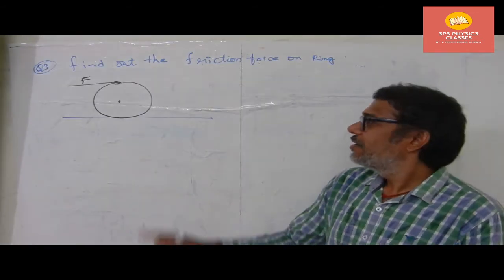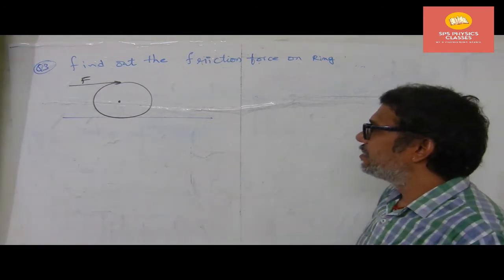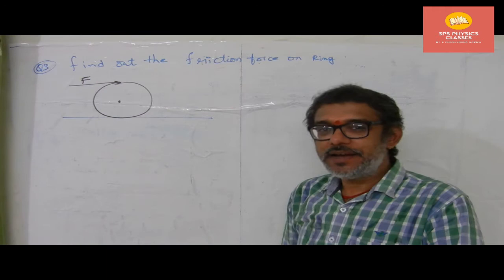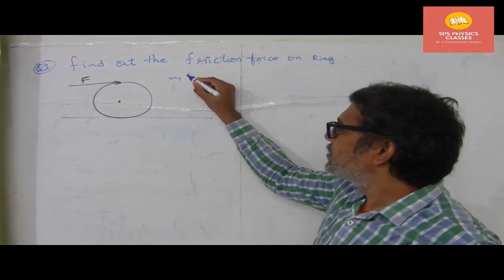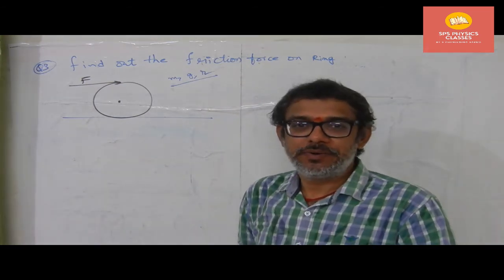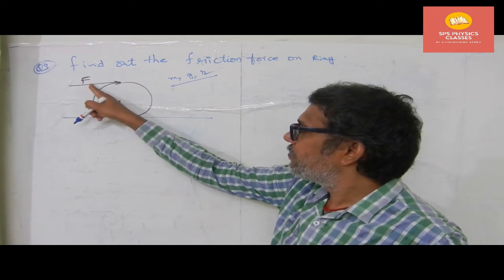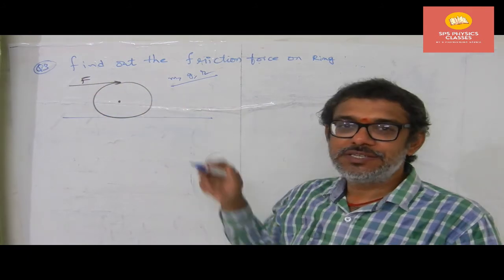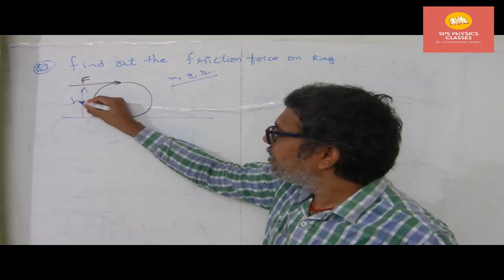Next, the third question. Find the frictional force acting on the ring. Let us consider a standard ring. Standard ring means the mass of the ring is m, acceleration due to gravity is g, and the ring radius is r. These are the standard parameters we have to take. Now what happened? We are applying a force F along the tangential direction. This happens at a height of h.